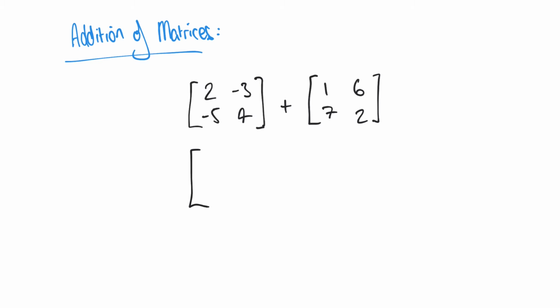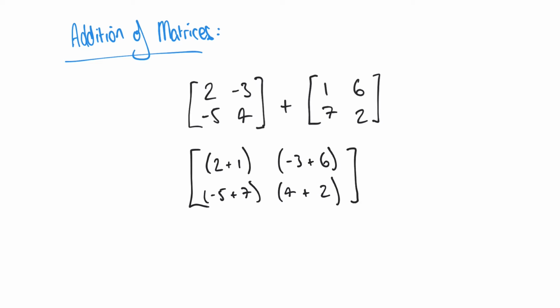We'd see that our first top left element would be 2 plus 1. In the bottom left, we'd have minus 5 plus 7. In the top right, we'd have minus 3 plus 6. And in the bottom right, we'd have 4 plus 2. And of course, we can evaluate each of those to get our final result, which is going to be, well, 2 plus 1 is 3, minus 5 plus 7 is 2, minus 3 plus 6 is 3, and 4 plus 2 is 6.